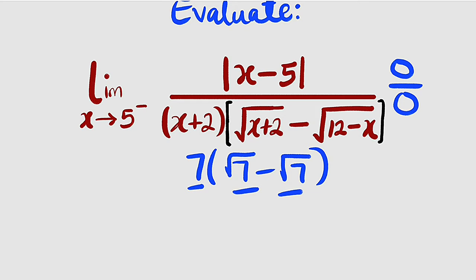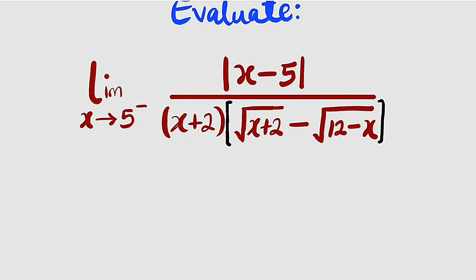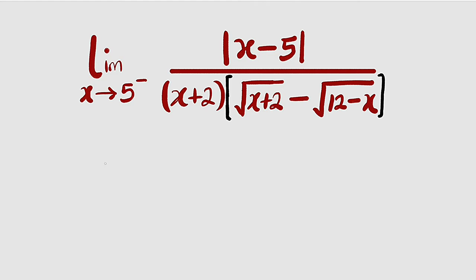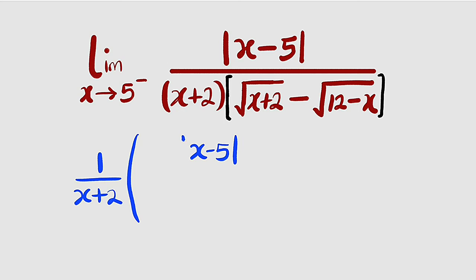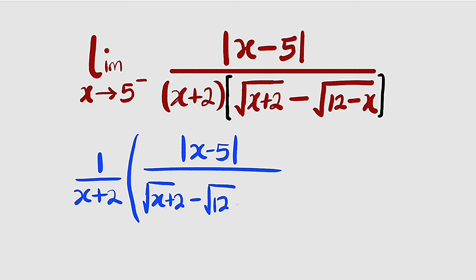Therefore, we are going to simplify this function a little bit. For now, forget about the limit. Let me simplify first. I would like to factor out 1 divided by x plus 2. So I have 1 divided by x plus 2 outside. Then inside we have the absolute value of x minus 5, divided by the square root of x plus 2 minus the square root of 12 minus x.